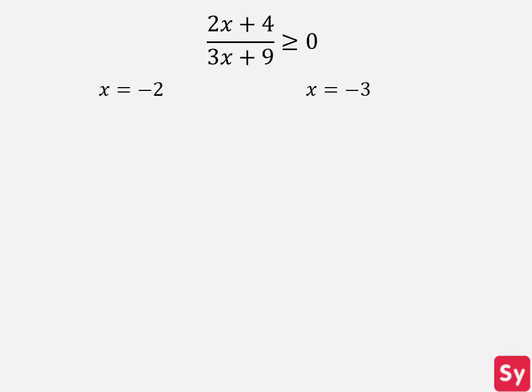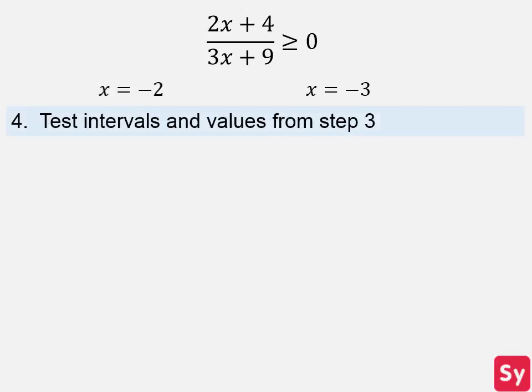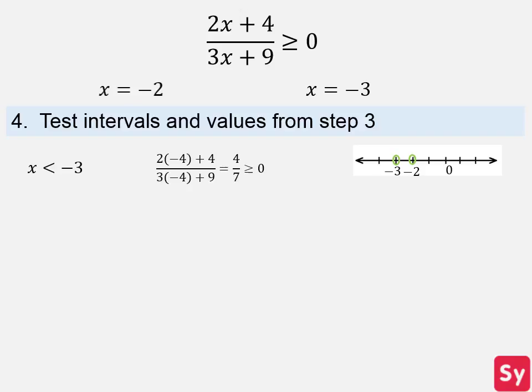Next, we will test intervals and values from step 3. We will use a number line to help us find the solution. We will mark our values from step 3, negative 3 and negative 2. From our values from step 3, we can create intervals to test. We will test intervals first. First, we will test x is less than negative 3. We will use negative 4 as our test value.